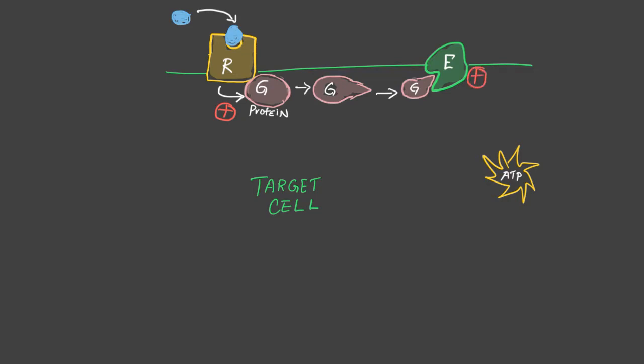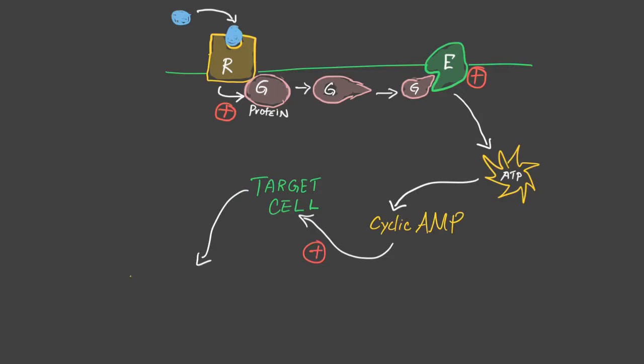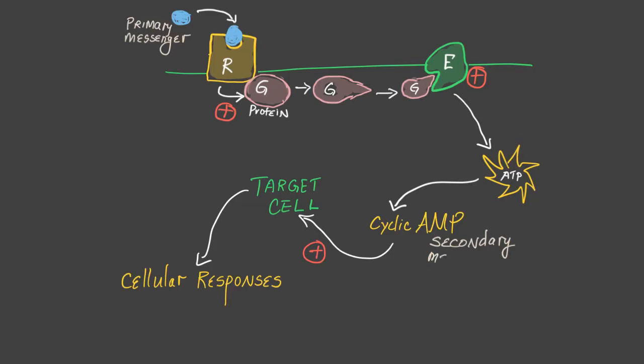The activated enzyme now is able to activate ATP, adenosine triphosphate, and convert it to cyclic AMP, which is cyclic adenosine monophosphate. Cyclic AMP is a very important molecule which acts directly on the DNA of the target cell. The target cell can now respond. So here we have it. The hormone is the primary messenger because it's carrying the message from the endocrine gland. It cannot enter the cell, so it makes use of a secondary messenger, which is cyclic AMP.